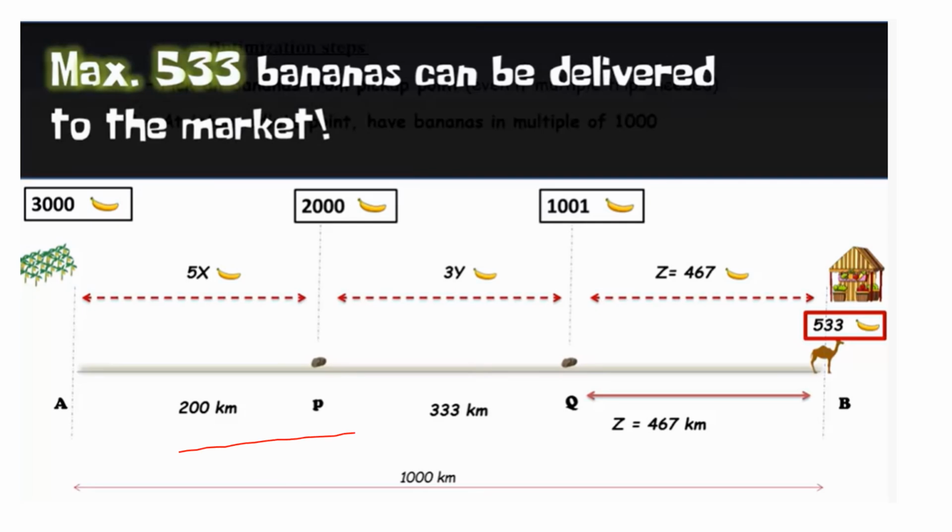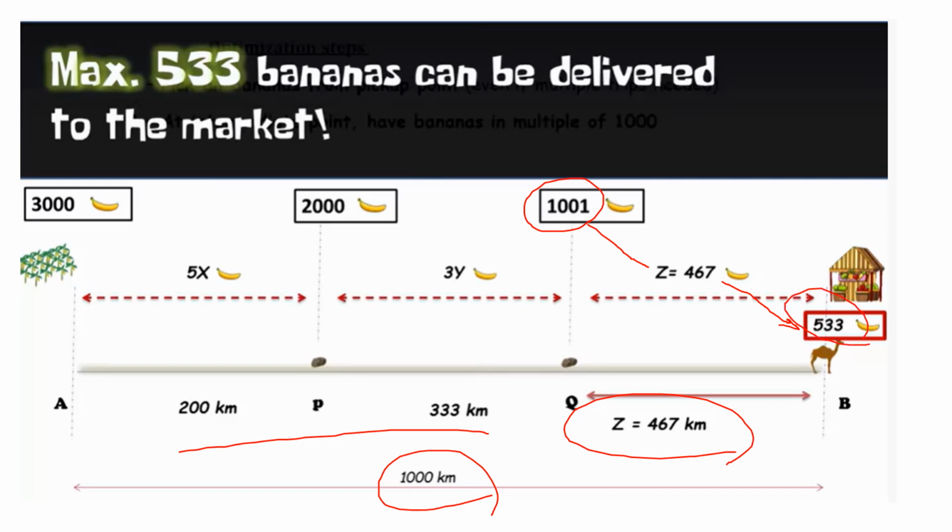Then 1000 minus this value will give you the Z value. Okay. So 1000 minus 533, the Z value is 467 since the total distance is 1000. Then remaining you have 1000 bananas. Then it travels 467 kilometers, so it ate 467 bananas. So when you take 1000, so 1000 minus 467, we have 533 bananas. So the farmer can sell 533 bananas in the market. Okay, this is a way we can solve this problem.